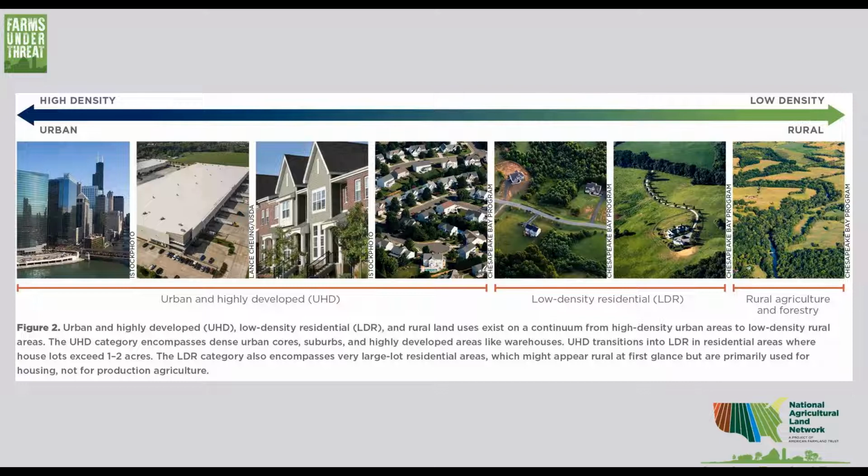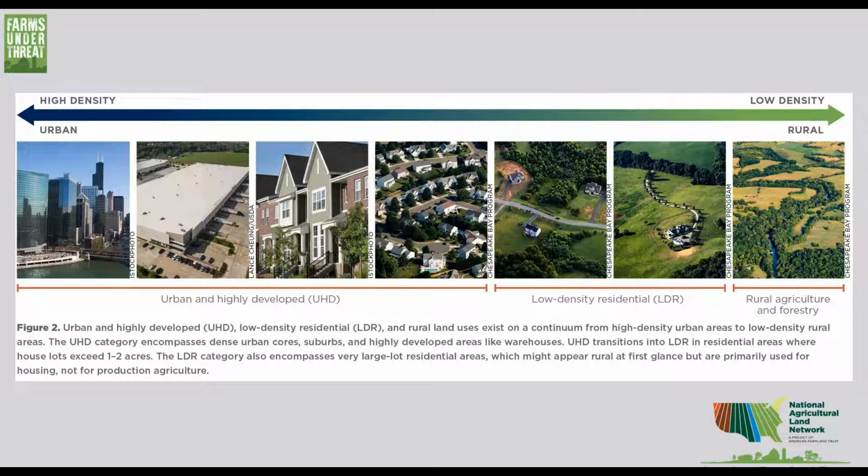And we want to note that some farm parcels, especially those in and around urban centers, can be sustainable and profitable. However, our research has found that once land has been converted to low-density residential land use, it is far more likely to be further converted to urban and highly developed land, putting it out of agriculture entirely.